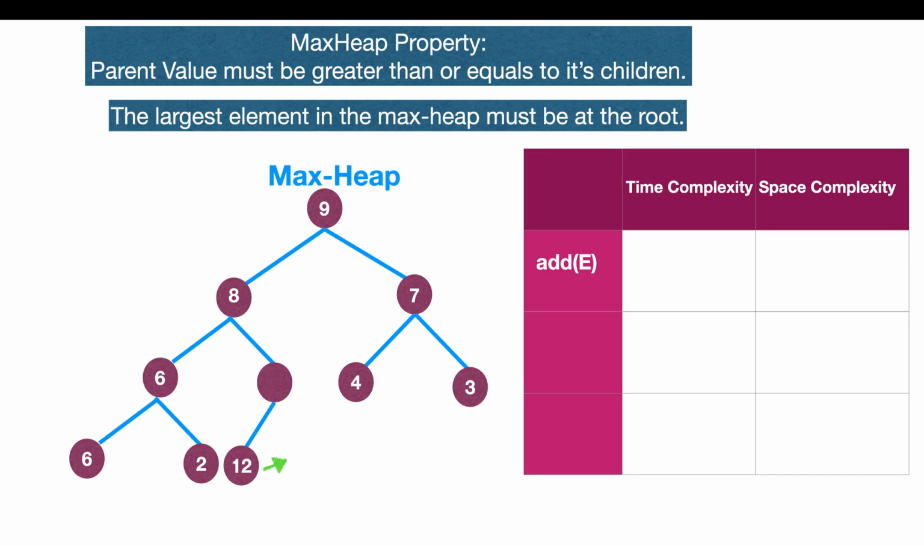So swap with the parent. Now the children 12 again greater than its parent 8, so swap with the parent. Now again children 12 greater than its parent 9, so swap with the parent. That's it. So we are done with adding elements into MaxHeap.